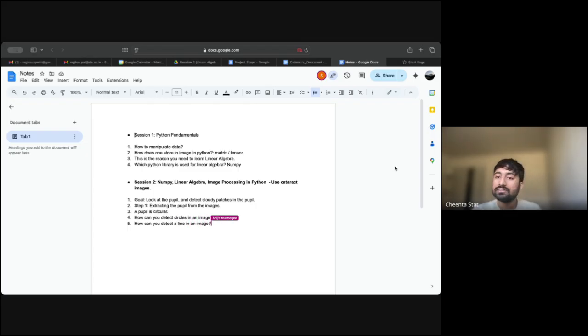Okay, and that's where image processing comes in. So your goal next week is to understand linear algebra. Not much, but that is needed for image processing. So you see that your goal is NumPy linear algebra for image processing in Python, for cataract and other images.